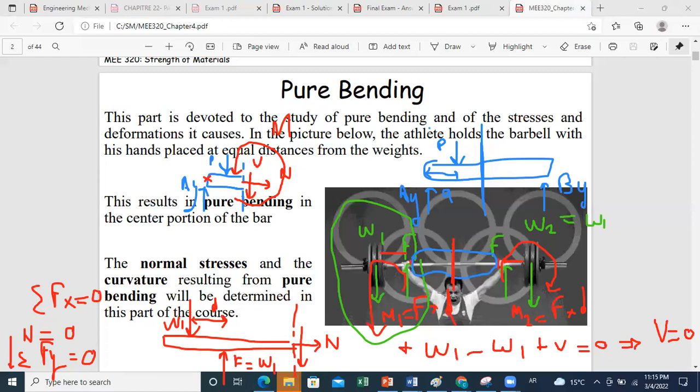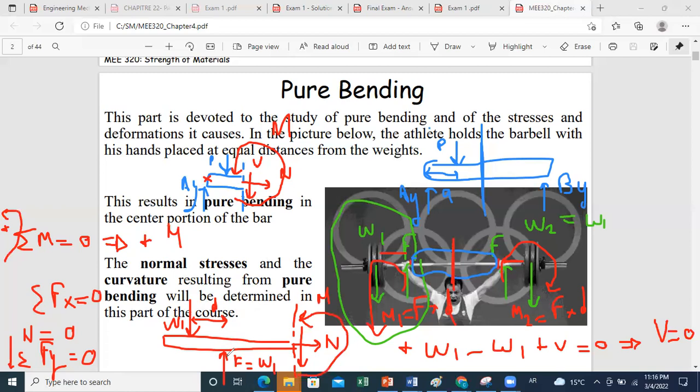And finally, for the bending moment, it's the only one which will not be 0 here, because the bending moment should oppose the couple created by the weight and the force of your hand. Okay, so you can say that sum of moments equals 0. Let us consider the positive direction of the equation as counterclockwise. So you have plus M, your bending moment.